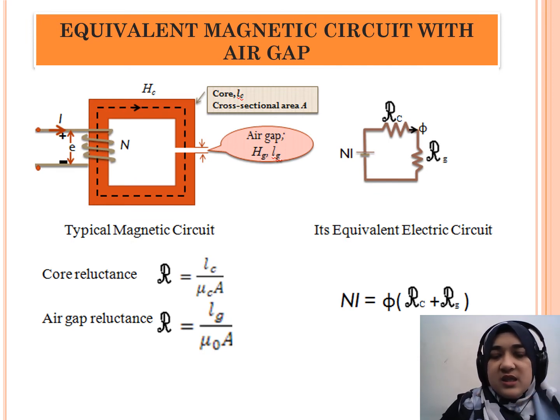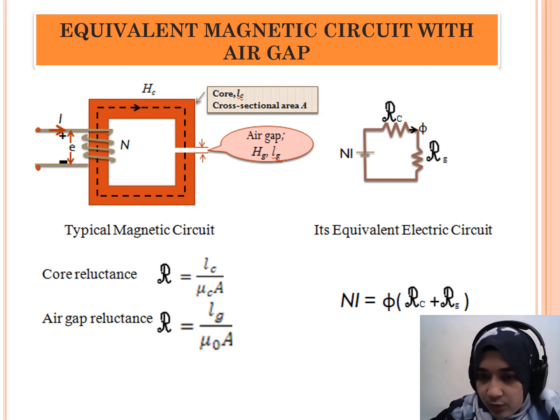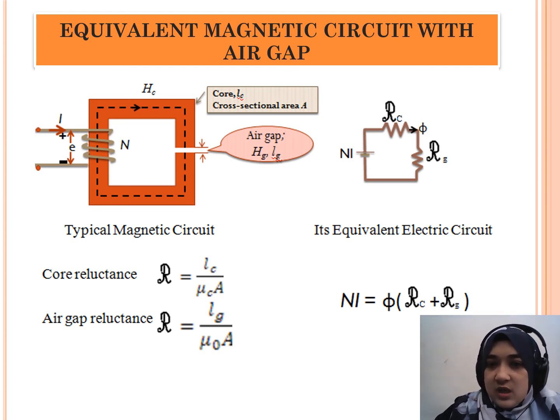Okay, equivalent magnetic circuit with air gap. Now this is the typical magnetic circuit. We have to calculate the reluctance, for example. Because the air gap is here, we have core reluctance and air gap reluctance. So we have two resistances, but in a magnetic field we call it reluctance. If we don't have an air gap, we have only core reluctance. But now we have an air gap, the total reluctance must be the total of the two.